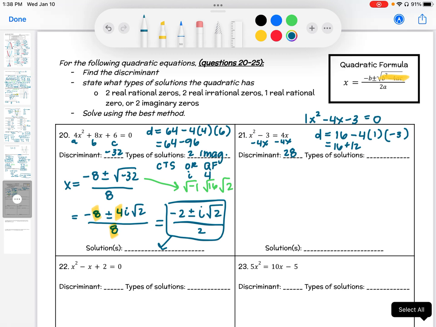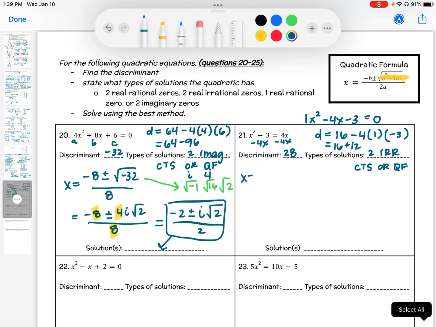So our discriminant is positive, but 28 is not a perfect square, so we're going to have 2 irrational solutions. That means our best methods would be completing the square or the quadratic formula. Again, for this, especially when you have to find the discriminant first, I suggest you use the quadratic formula. So that's what we're going to do.